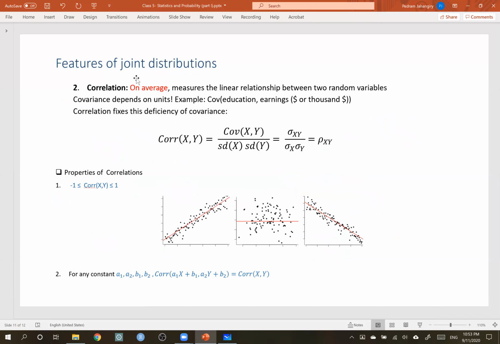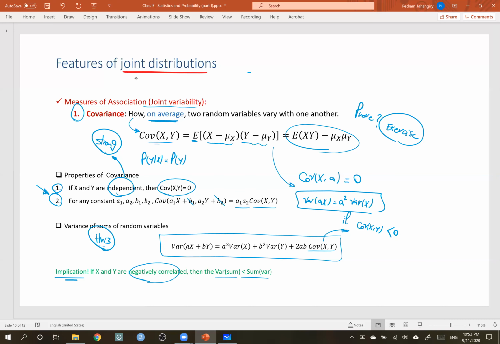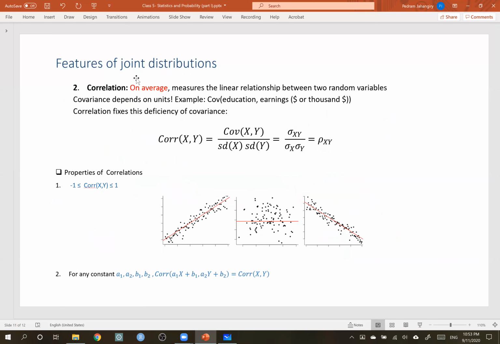Again, guys, when I say homework 3, remember, you need these things for homework 3. I think I mentioned homework 3 multiple other times, so make sure you watch the video and take notes.